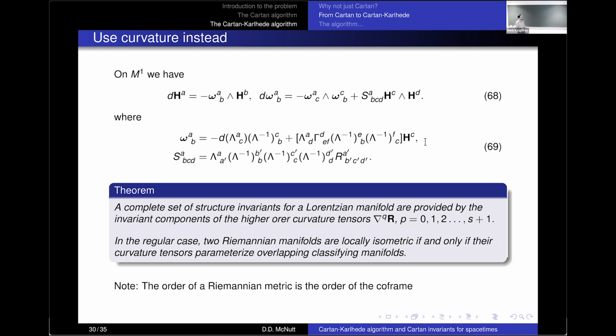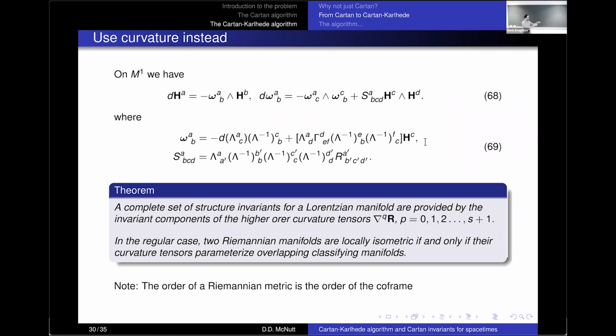And we've actually found a theorem Olver has derived. We've talked about a theorem by Christoffel, which is a complete set of structure invariants for a Lorentzian manifold provided by the invariant components of the higher order curvature tensors. So they're just their covariant derivatives, as we normally would do, up to S+1, which is the order of the manifold we need. And in the regular case, two Riemannian manifolds are locally isometric if and only if their curvature tensors parameterize overlapping classifying manifolds.